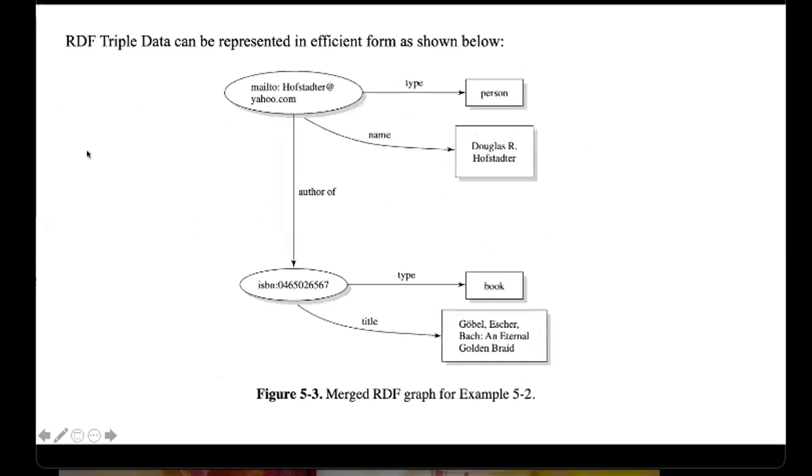And then we can merge that graph. Individual triplet statements can be merged into a single graph like this. mailto:Hofstadter@yahoo.com. Its type is person, name is Douglas Hofstadter, and author of the book with the ISBN number. This number's type is book, and its title is An Eternal Golden Braid.